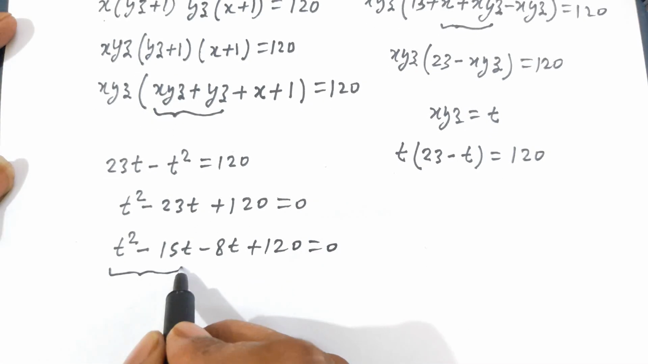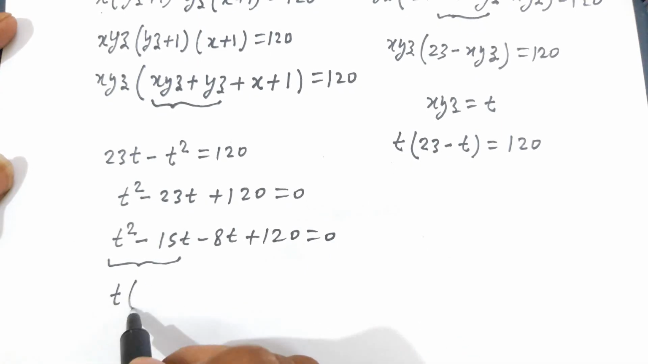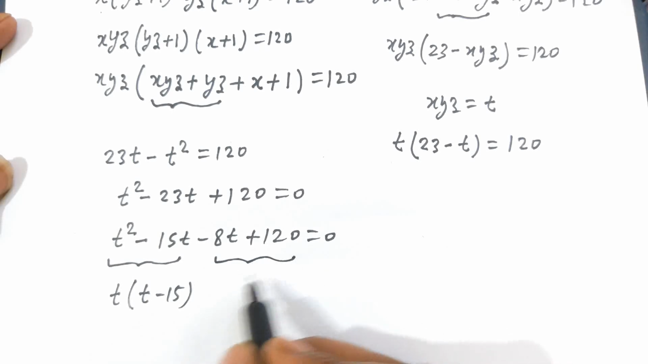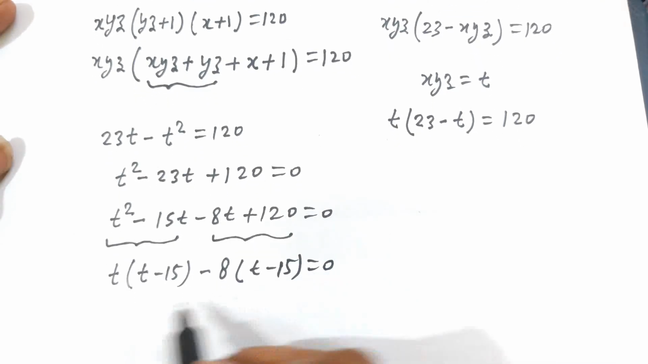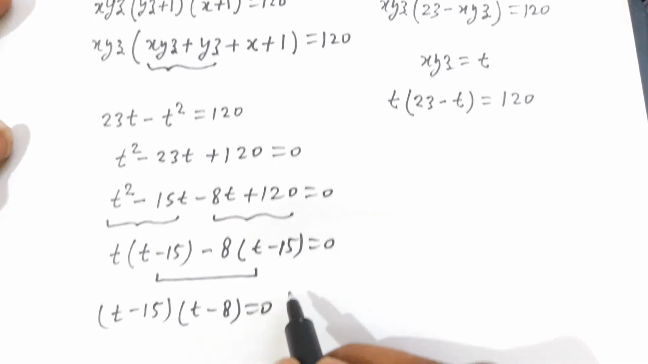Look carefully at this expression, t square minus 15 times t. Here if we take t common, then t minus 15, and here look carefully, if we take 8 common, then here t minus 15, and this is equal to 0. Now here t minus 15 is common, so if we take t minus 15 common, then here t minus 8, and this is equal to 0.